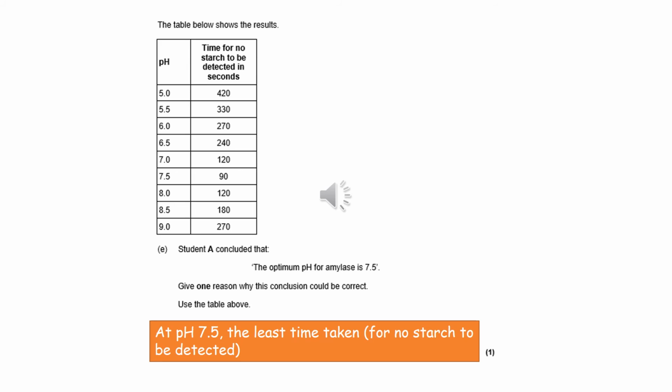The table below shows the results. Student A concluded that the optimum pH for amylase is 7.5. Give one reason why this conclusion could be correct. Use the table above. The answer is at pH 7.5, the least time was taken for no starch to be detected.